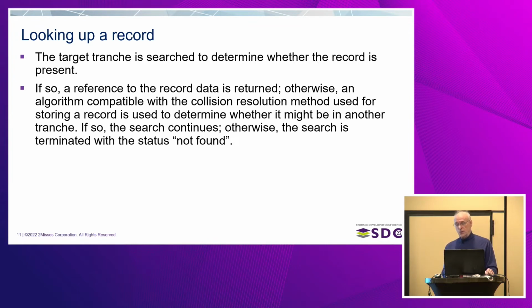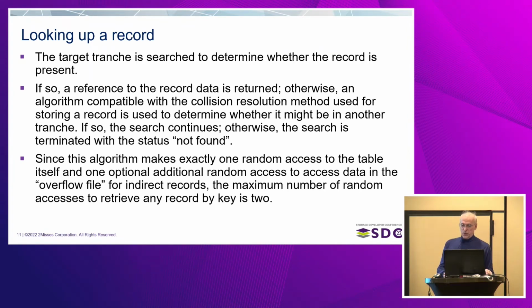Otherwise, if the target tranche doesn't have the record, then an algorithm compatible with the collision resolution method used for storing a record is used to determine whether it might be in another tranche. And it can tell that because with Robin Hood hashing, if you're farther away than a certain number of tranches from where you started, you can tell that it can't be in the file. So you don't have to go to the end of the file. It's one of the advantages of Robin Hood hashing in general. And all these tranches are organized into bigger blocks, and no record can ever go past the end of a bigger block. So you know it is a localized area. If so, it could be in another tranche in that same big block. Then the search continues, otherwise it returns not found.